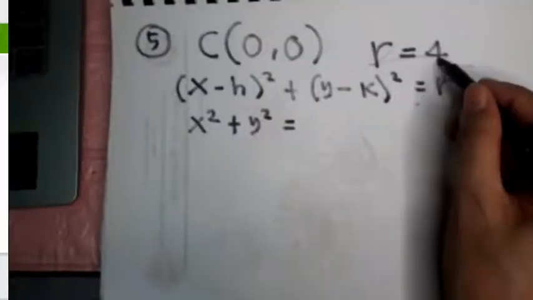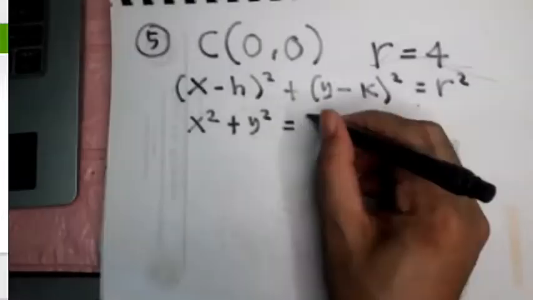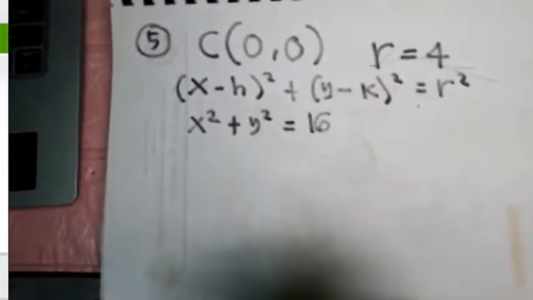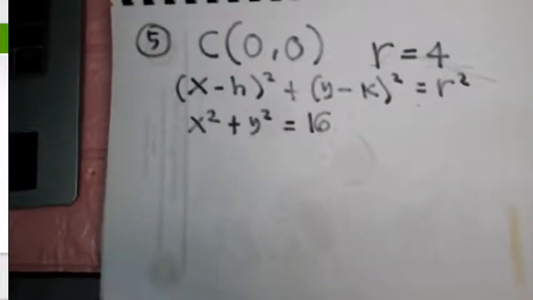r is equal to 4, which is given. r squared is therefore 16. So this is our final answer. Equation of a circle in standard format.